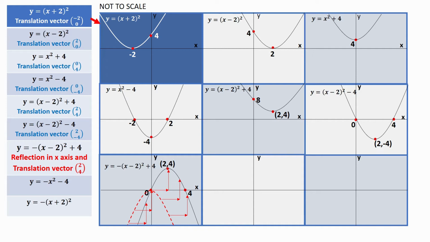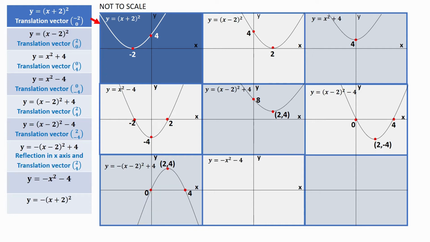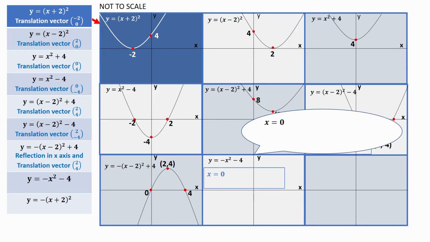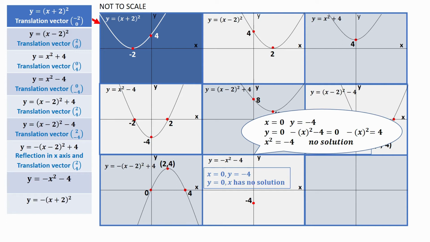Now consider the next question. When x equals 0, y equals negative 4, and plotting (0, negative 4). When y equals 0, minus x squared minus 4 equals 0. Adding 4 to both sides and multiplying both sides by negative 1 gives x squared equal to negative 4. Since it is impossible to find the square root of a negative number, x has no solution. The curve does not intersect the x-axis.